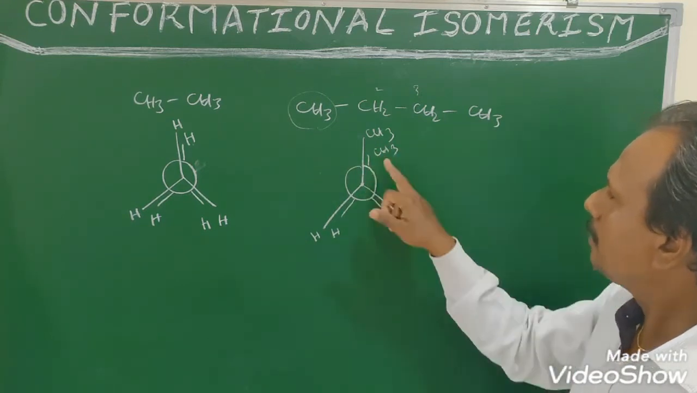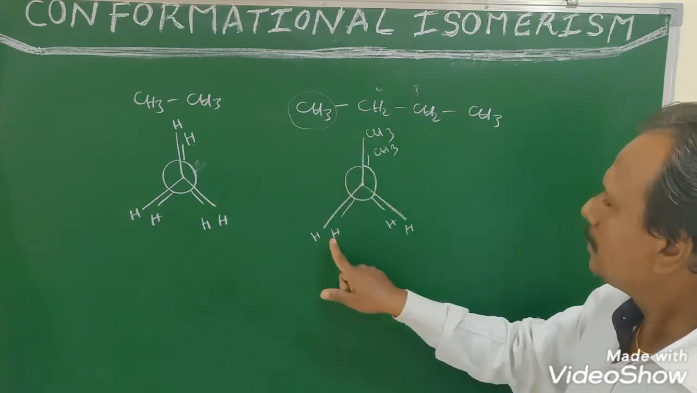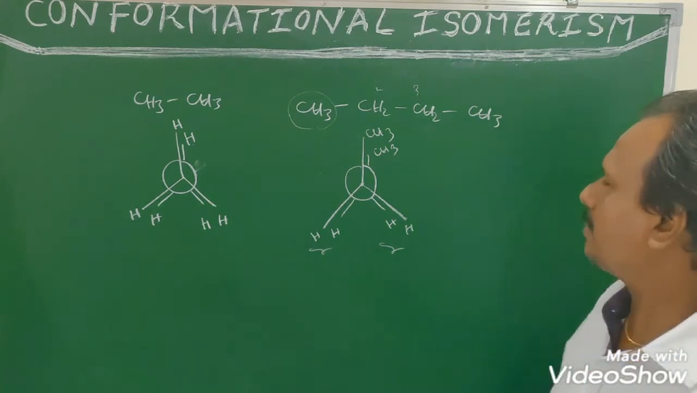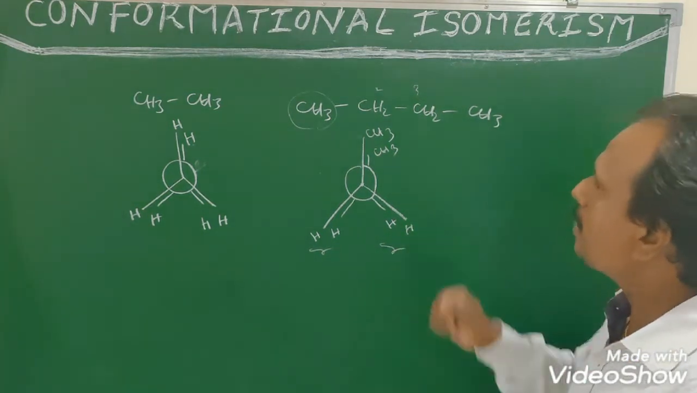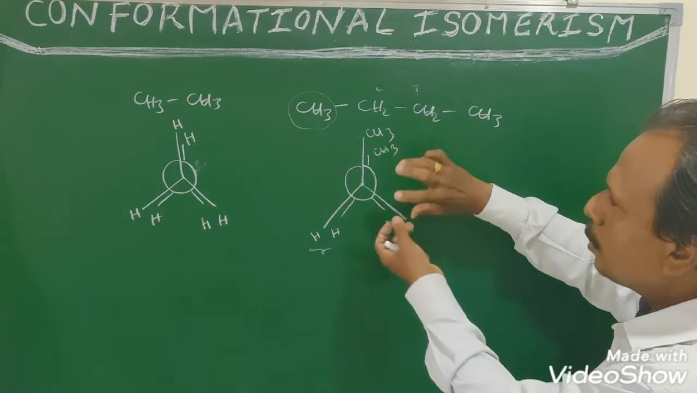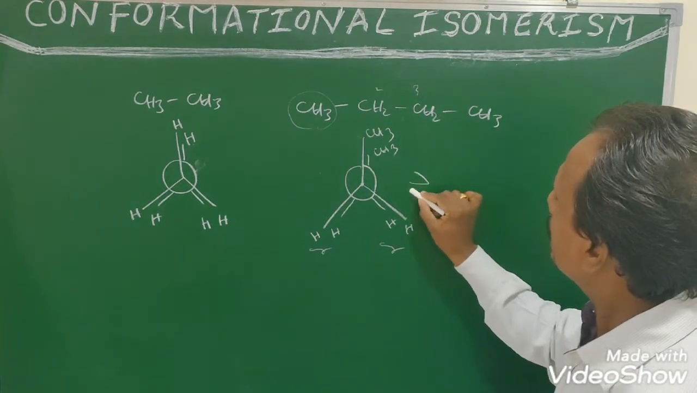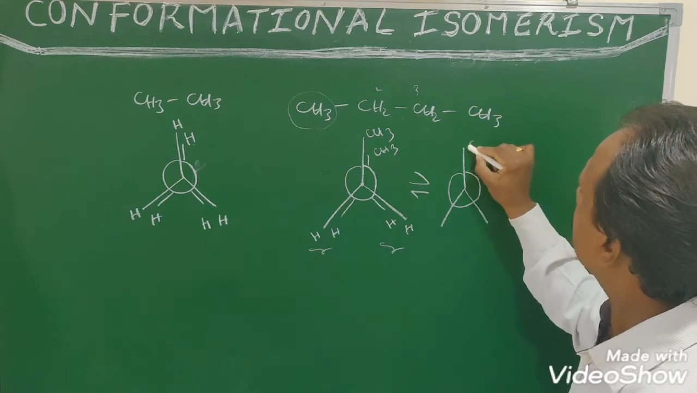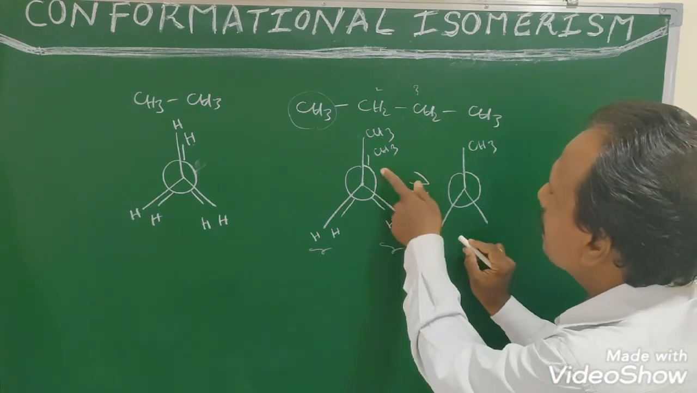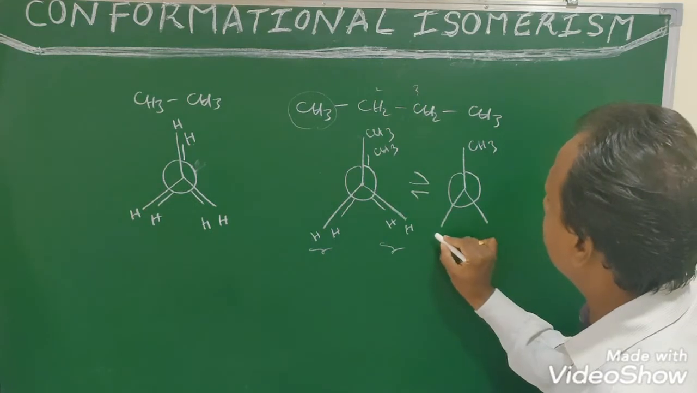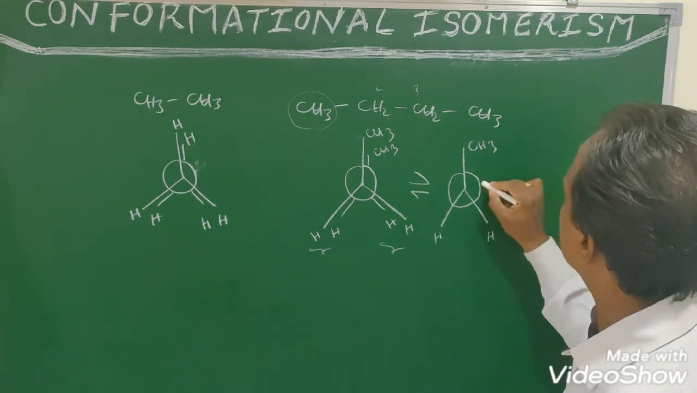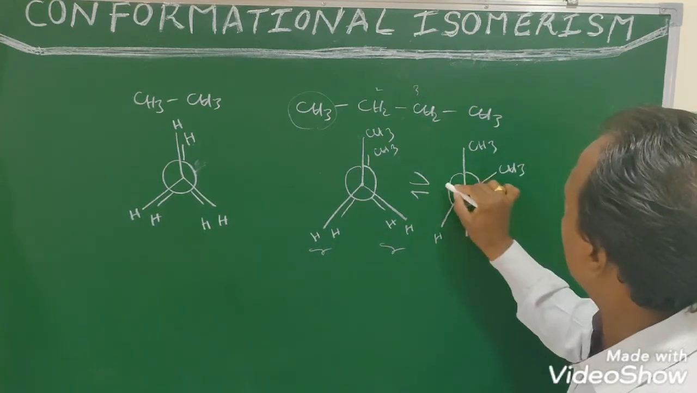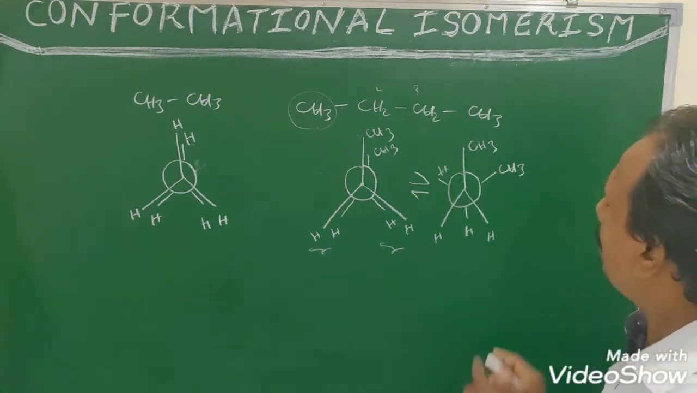This conformation has two methyl groups. The dihedral angle is 0. So more repulsion, that means more energy. It is highly unstable. To attain stability, due to free rotation of the sigma bond, by a 60 degree rotation, the circle is the second carbon. Here the third carbon is the third carbon. Due to the 60 degree rotation, we obtain this conformation. It is known as gauche conformation.